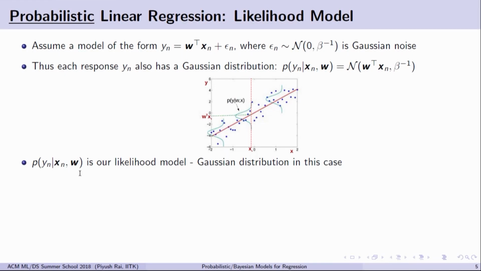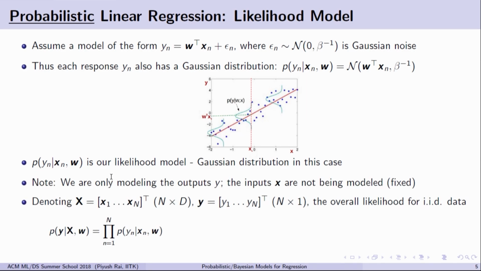As I said, P of Yn given Xn comma W is our likelihood model. This is clearly a Gaussian; we have already seen that this is a Gaussian distribution. Note that this is a univariate Gaussian distribution, not yet a multivariate one. The responses are real, Yn is real, so this is a one-dimensional Gaussian. The mean is scalar, the variance is scalar. So for a single data point, each likelihood is a one-dimensional Gaussian.